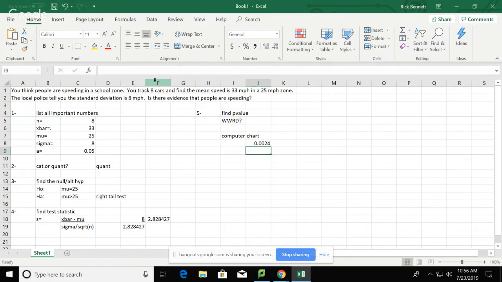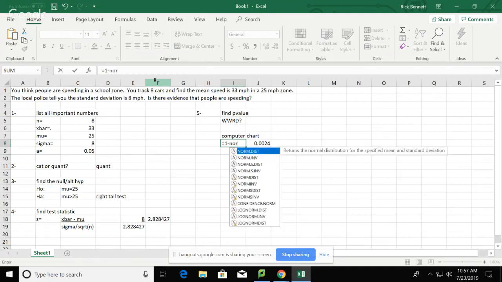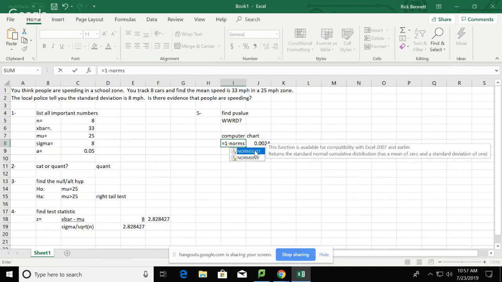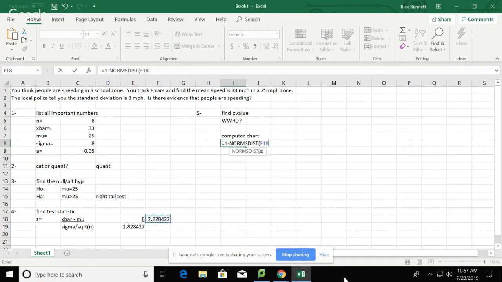So the chart gives me this value. Now, on the last test, I was nice, and I let you pull it off the chart. This next test, do not use the chart. Use the computer. On the computer, use the computer. Now, you can also say 1 minus norm s dist, okay? Use the one without the periods, and then I can just click on my z-score right there. So rather than getting 0.0024, I get 0.002339, okay?